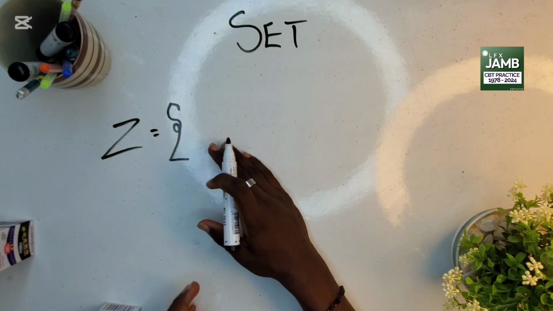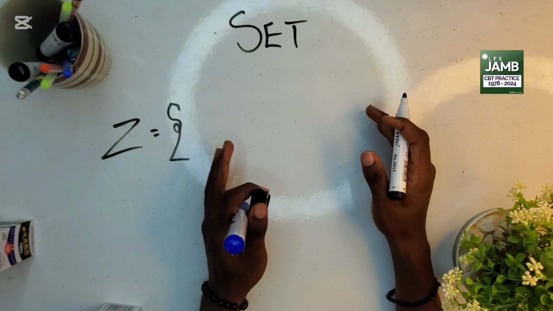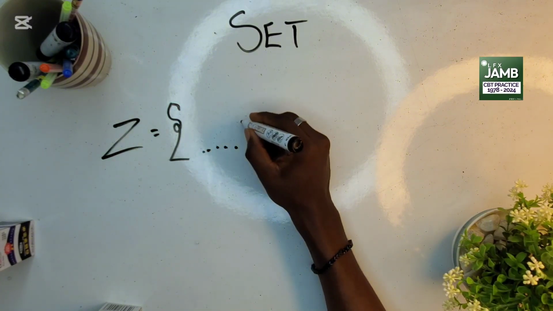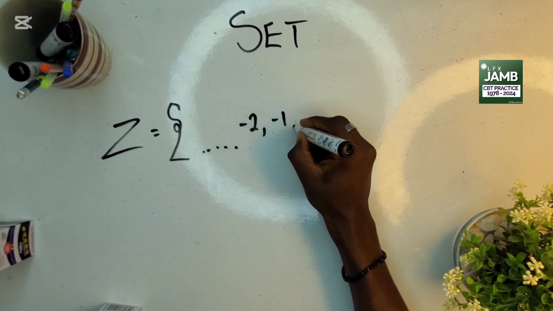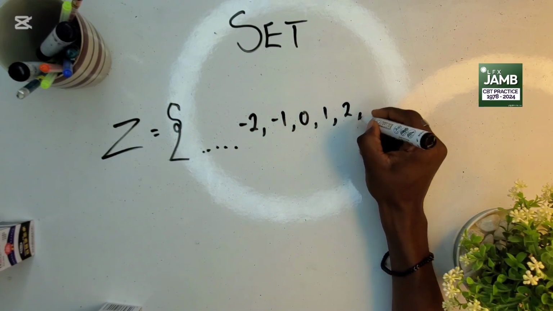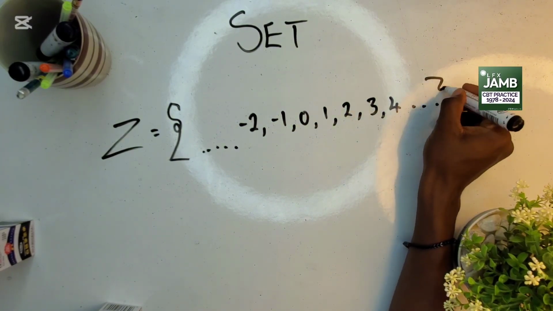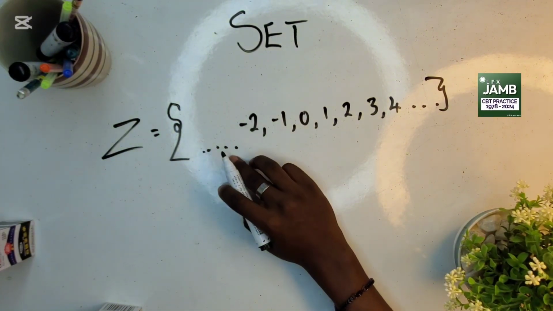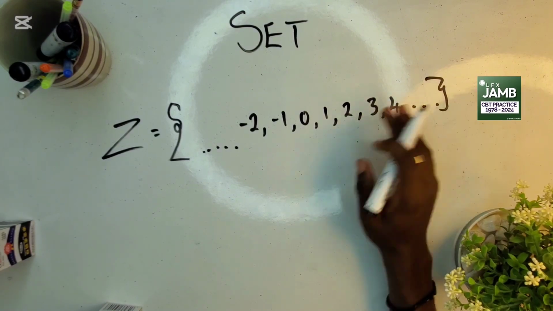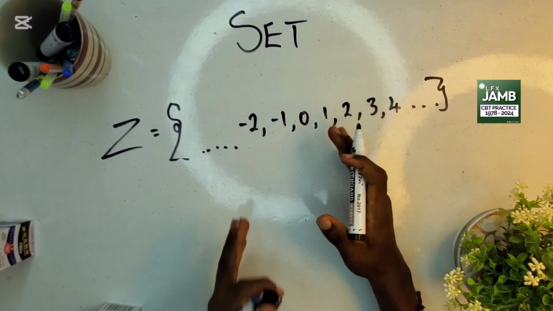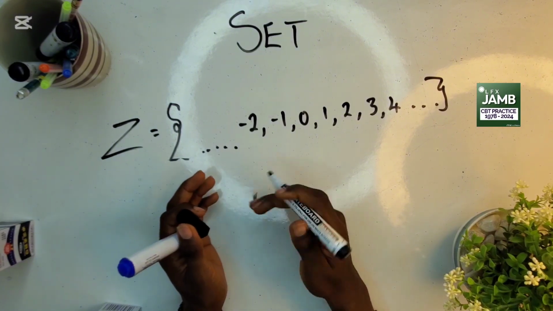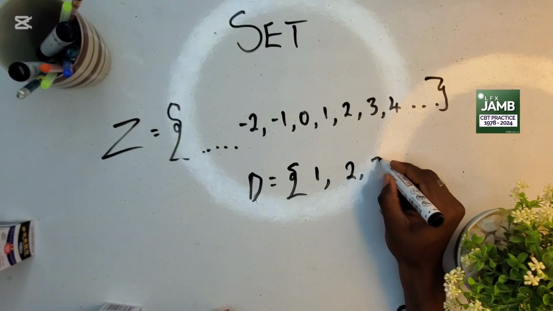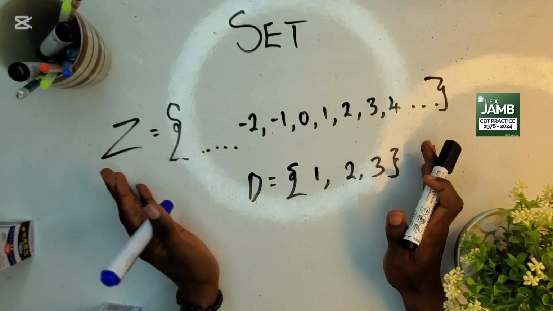We use curly brackets to arrange this group of objects. So let's say the integers, we're counting down, and let's say we started with -2, -1, 0, 1, 2, 3, 4, and so on. So from a large infinite number of negative integers to a large infinite number of positive integers, unending. We also have a defined set D, having 1, 2, 3. These are examples of sets.